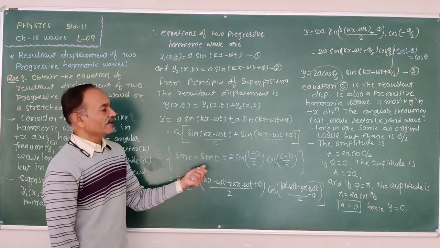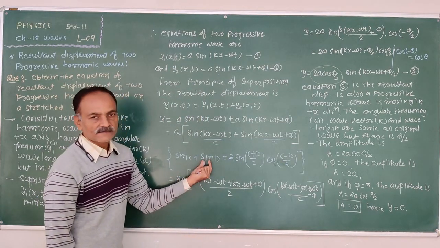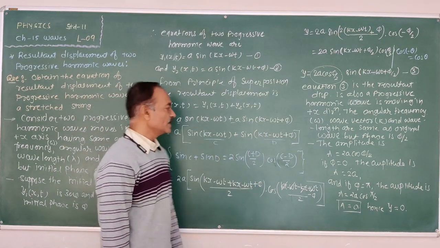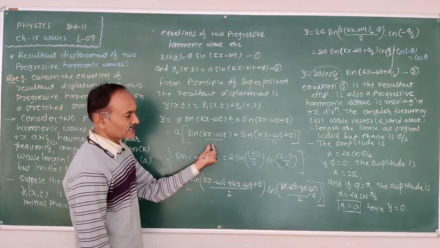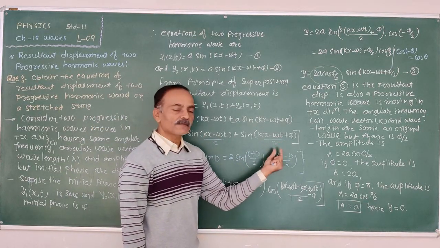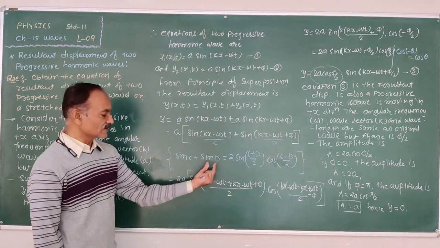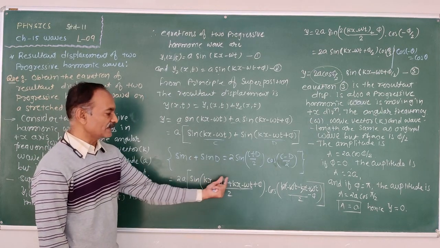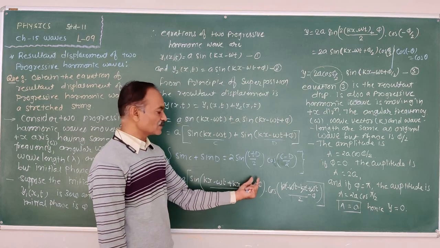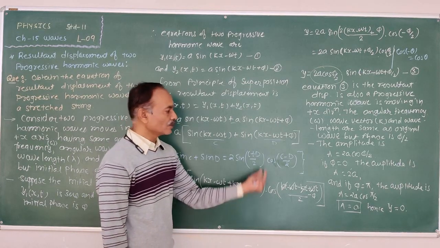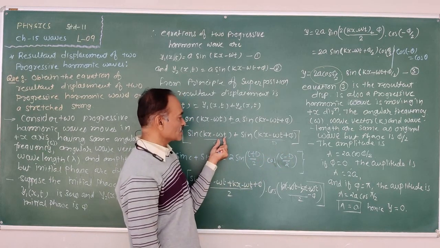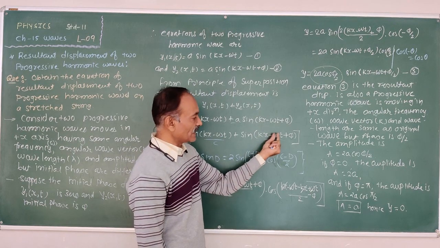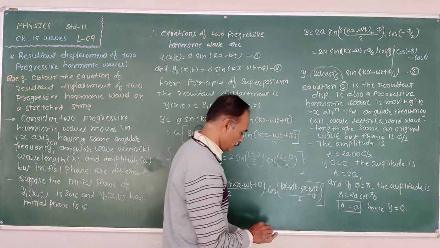We know the trigonometric identity sin C plus sin D is equal to 2 sin((C plus D) by 2) into cos((C minus D) by 2). Here we consider kx minus omega t as C and kx minus omega t plus phi as D. Therefore, according to this identity, 2a sin of (C plus D) by 2, that is, kx minus omega t plus phi by 2, into cos of (C minus D) by 2, that is, kx minus omega t minus the term D, which gives minus kx plus omega t minus phi upon 2.